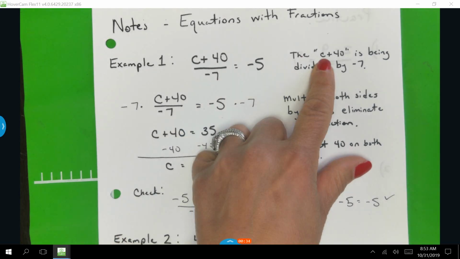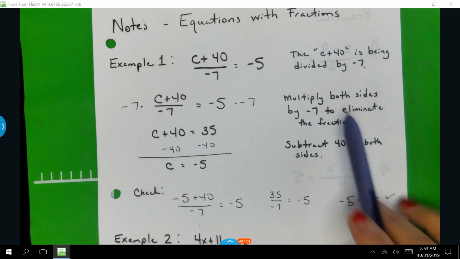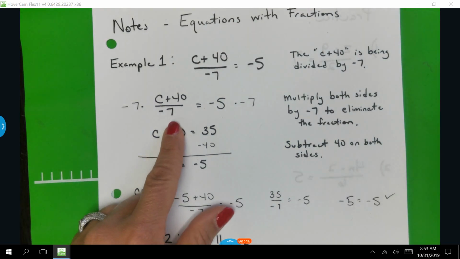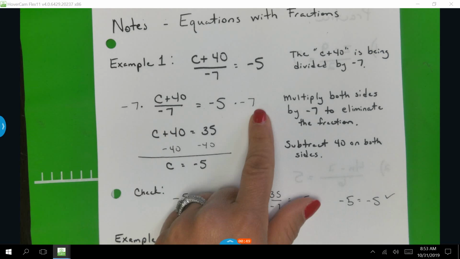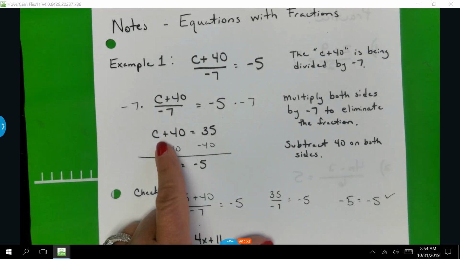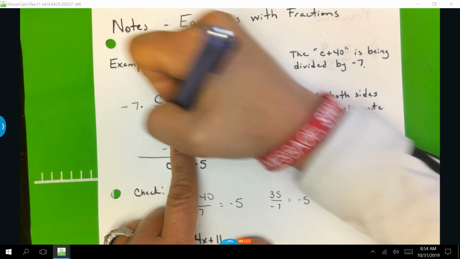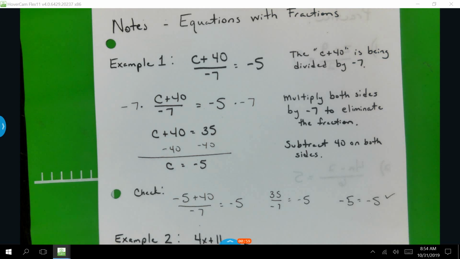So the C plus 40, the entire quantity, is being divided by -7. That's why you have to get rid of the fraction. It's the whole thing. You multiply both sides by whatever's in the denominator, meaning the left side of the equation and the right side. That will eliminate the fraction. So then you have just C plus 40, because you'll draw the line to cancel it there, and then you subtract 40 from both sides.